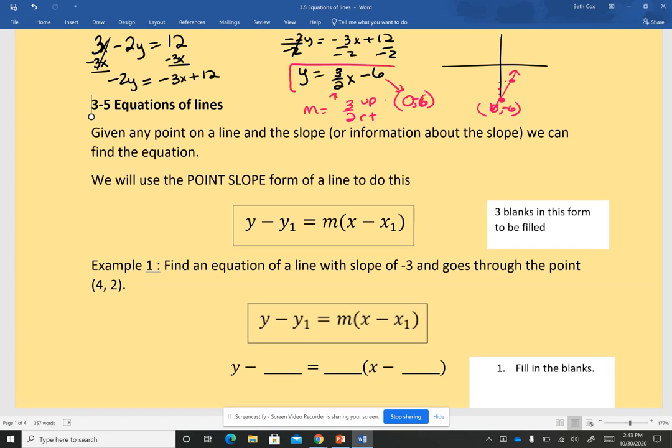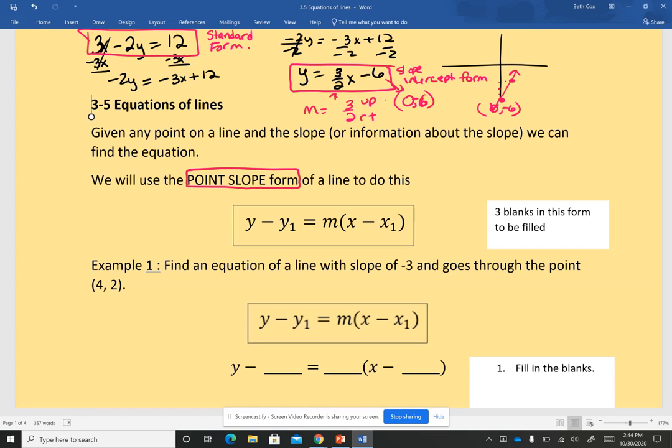And this equation right here is in slope-intercept form. This is what we call slope-intercept form. That's the format. This one right here is called standard form. Okay, these are both equations of lines. Now, we also have a different type of equation of line, and this is called point-slope form.